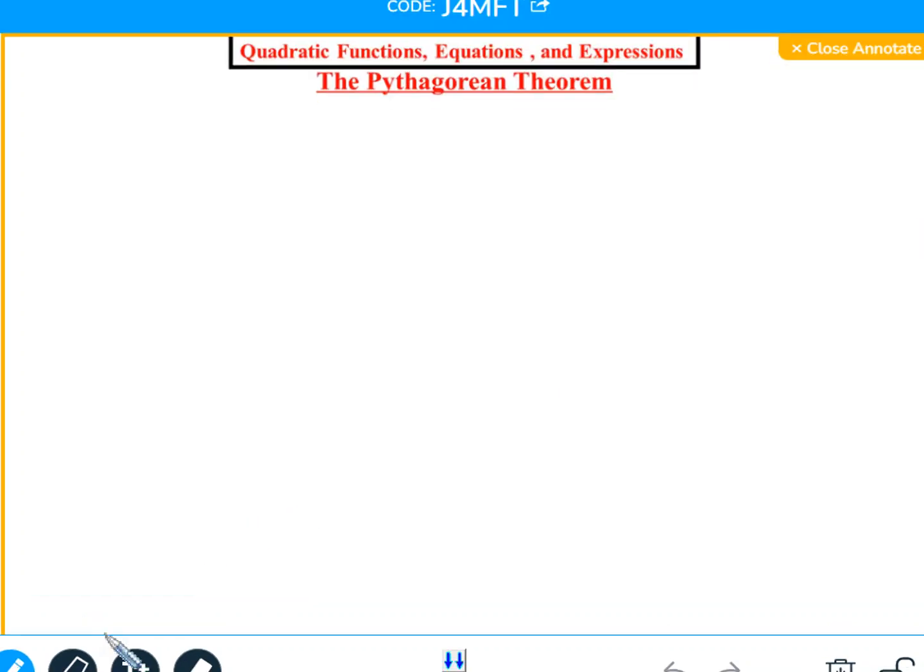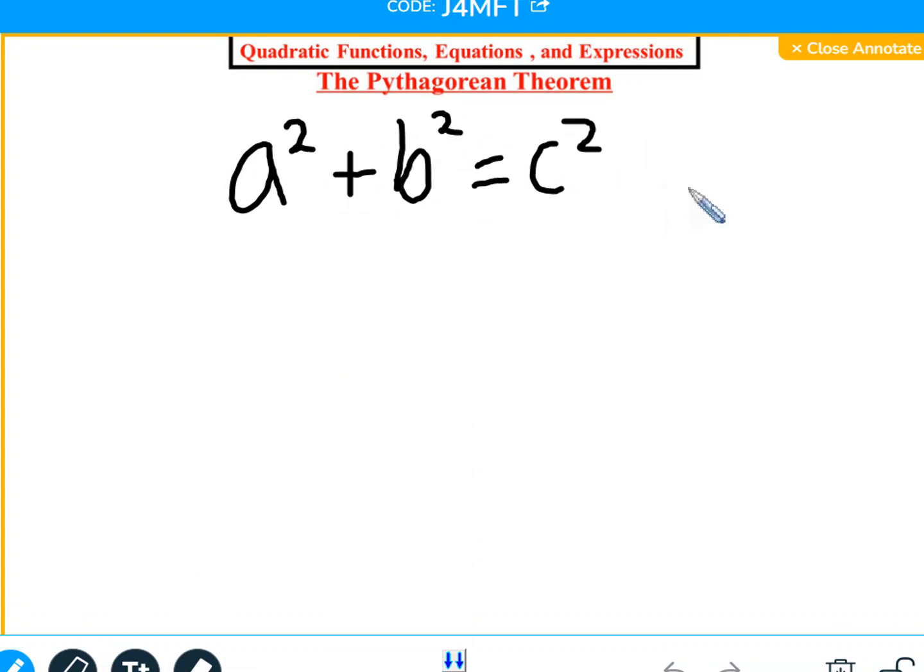and connecting it to your geometry career over here at IHS. So we got a squared plus b squared equals c squared. And then sketch a little triangle over here on the side, a 90-degree triangle.